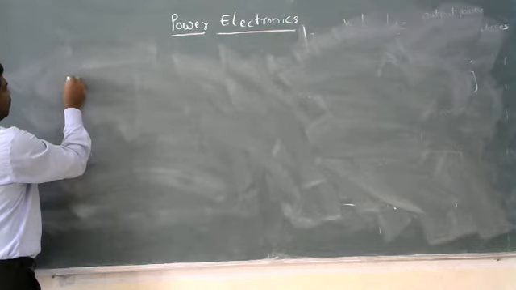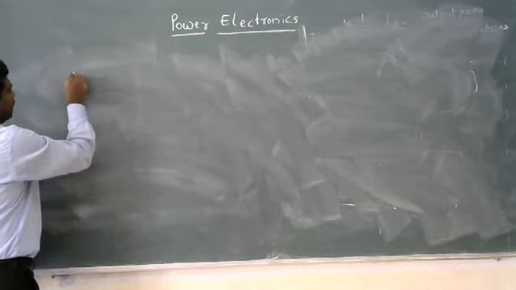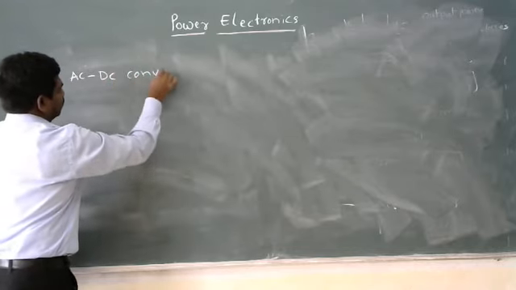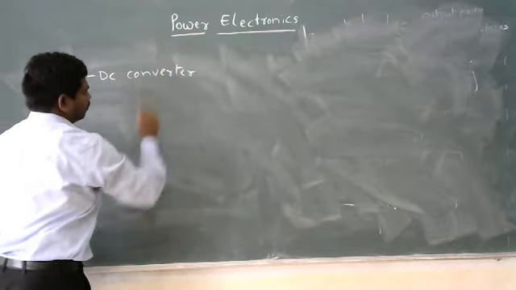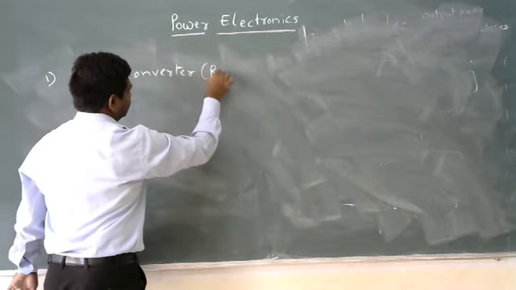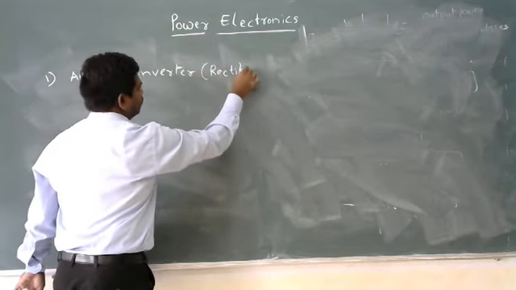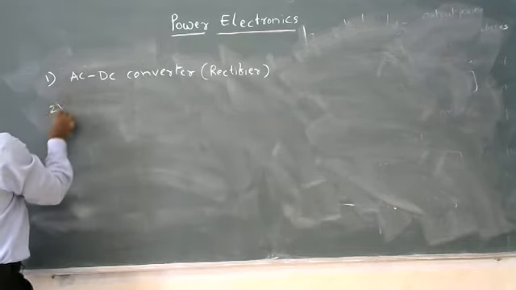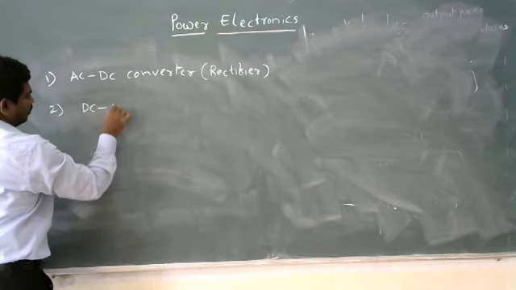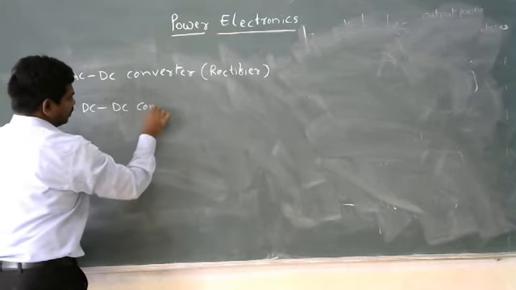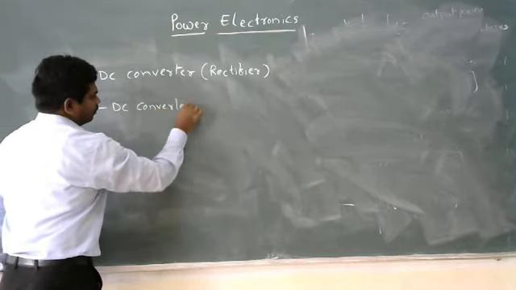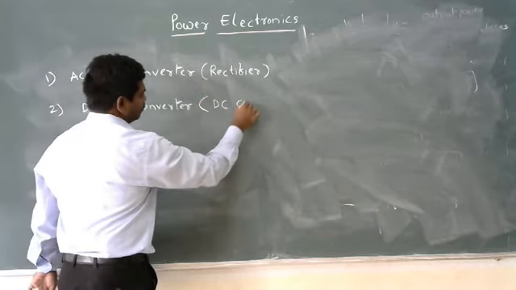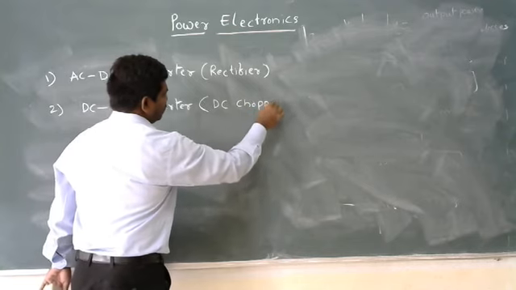First one is AC to DC converter. We are calling this one a rectifier. Then DC to DC converter. The other name for DC to DC converter is DC chopper.